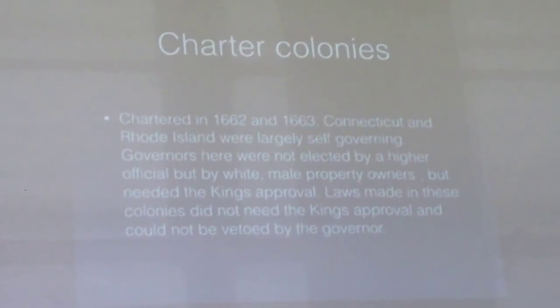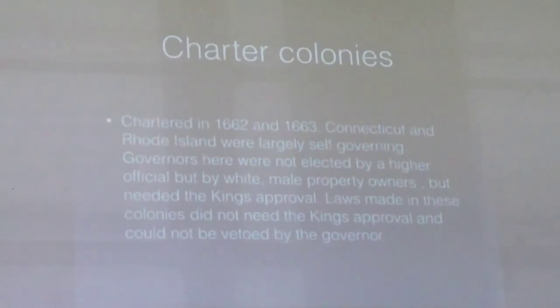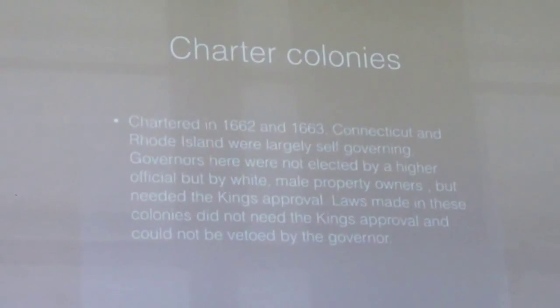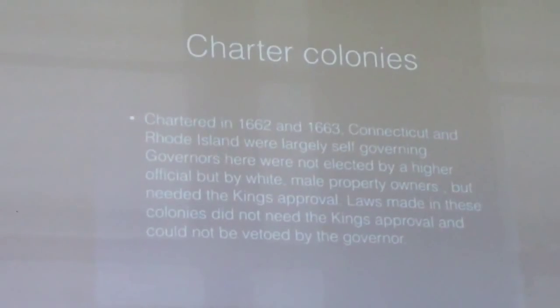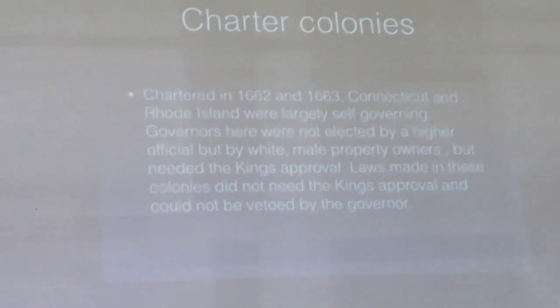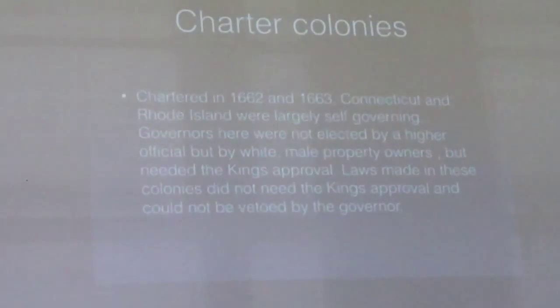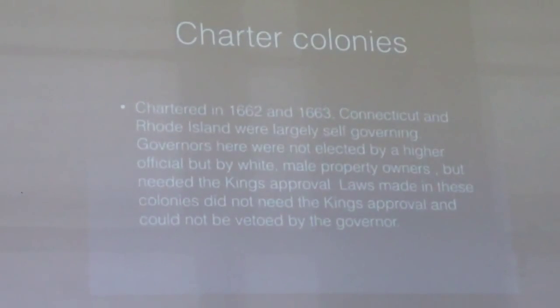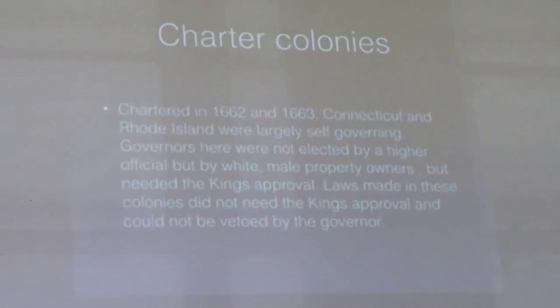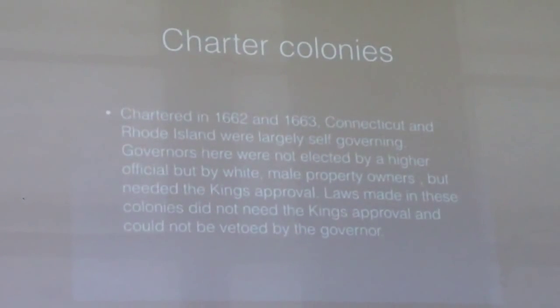Charter colonies. Chartered in 1662 and 1663, Connecticut and Rhode Island were largely self-governing. Governors here were not appointed by a higher official, but elected by white male property owners, though they needed the king's approval. Laws made in these colonies did not need the king's approval and could not be vetoed by the governor.